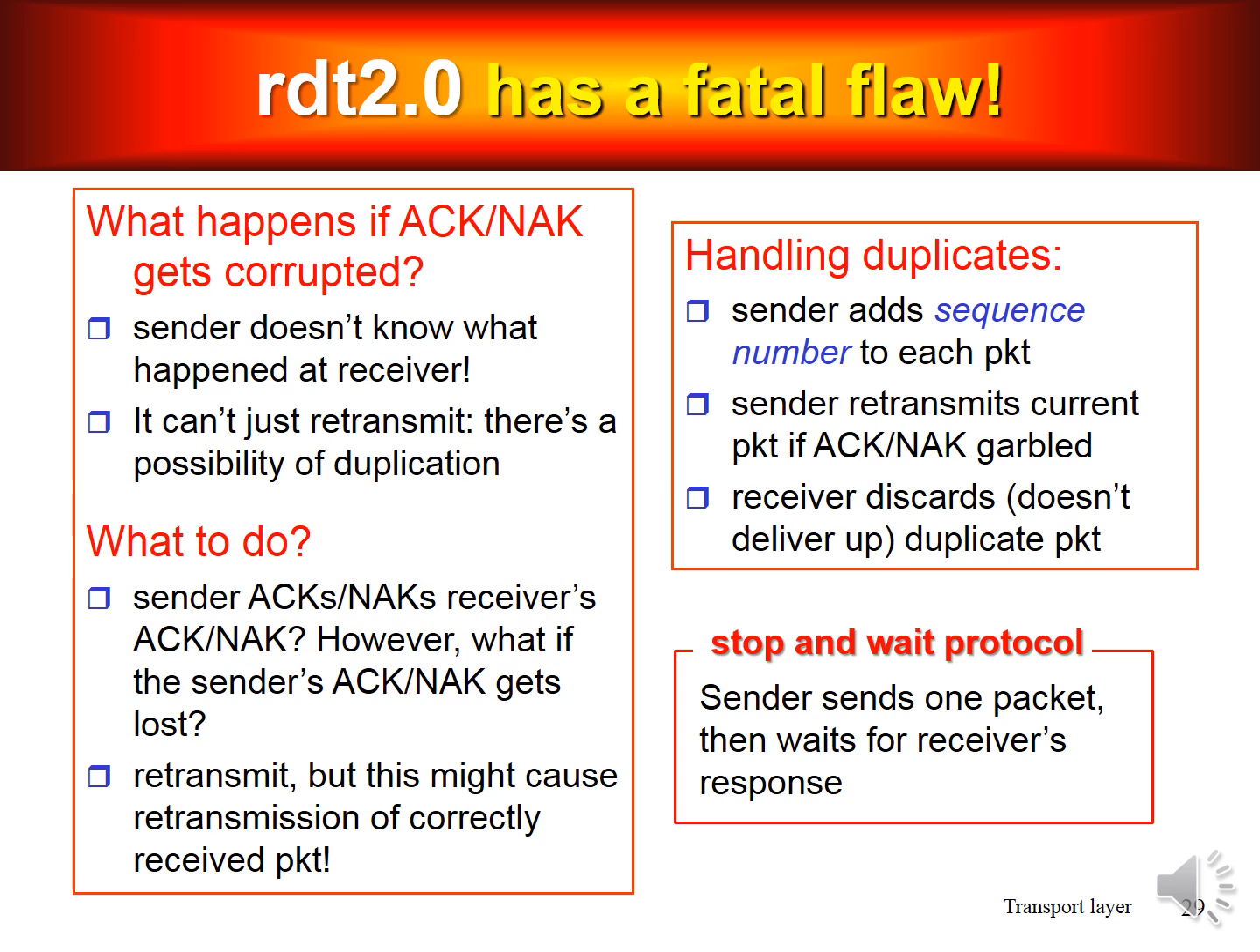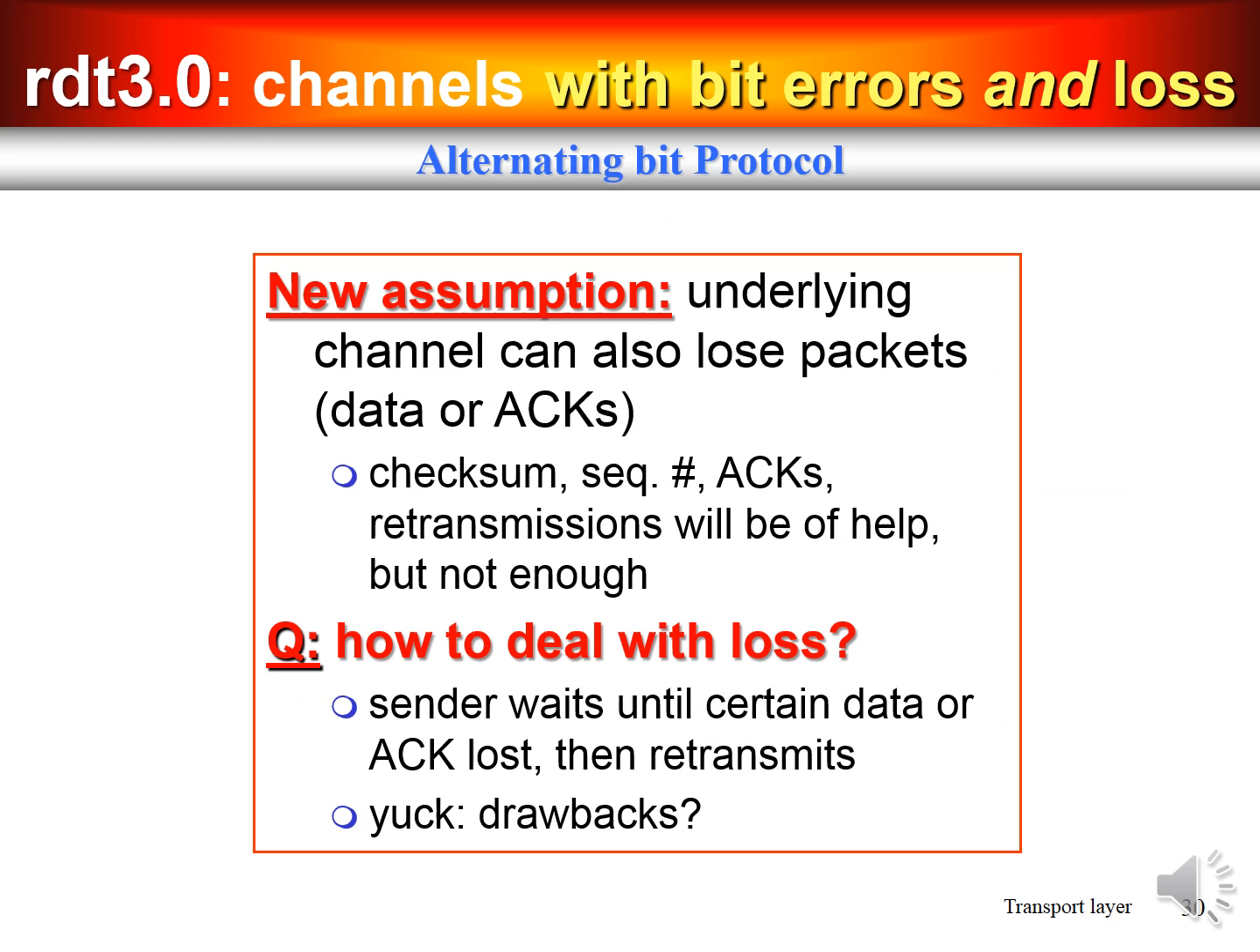Handling duplicates: the sender adds a sequence number to each packet. The sender retransmits the current packet if the acknowledgement or negative acknowledgement is corrupted. Stop and wait protocol: the sender sends one packet and waits for the receiver's response. So we have checksum, sequence number, acknowledgements. Retransmission will help but is not enough.